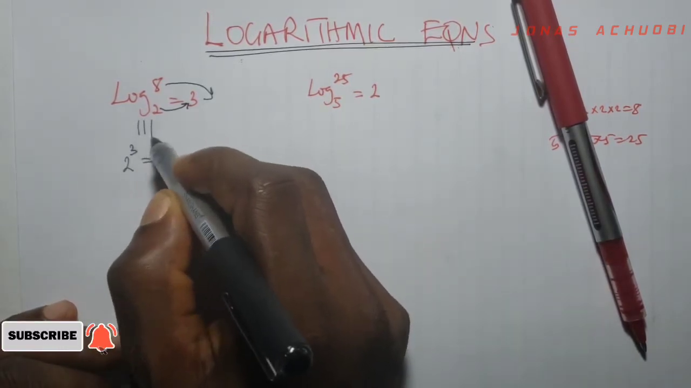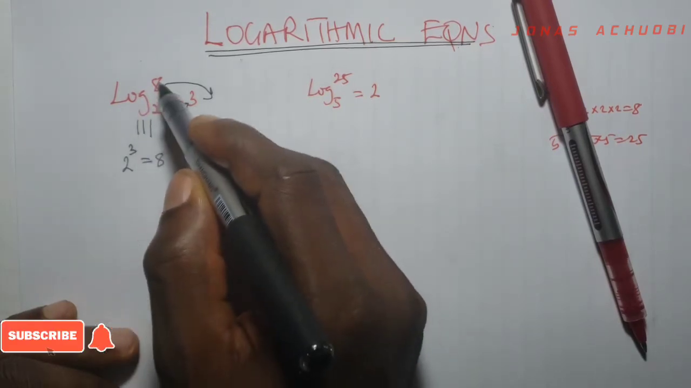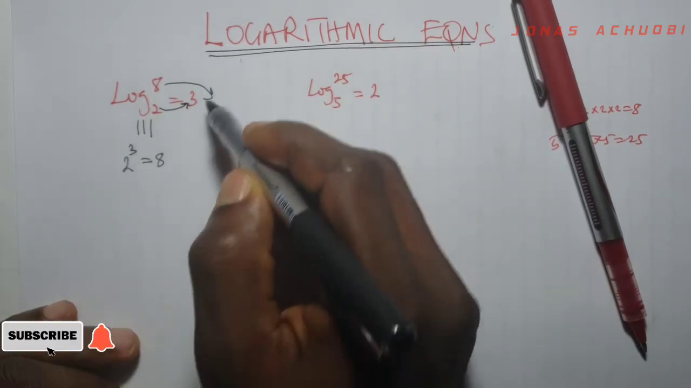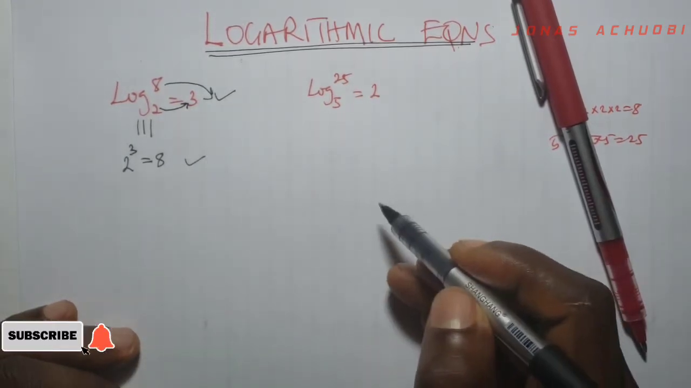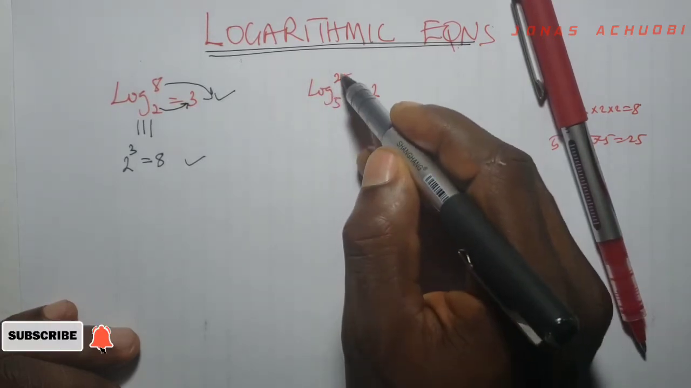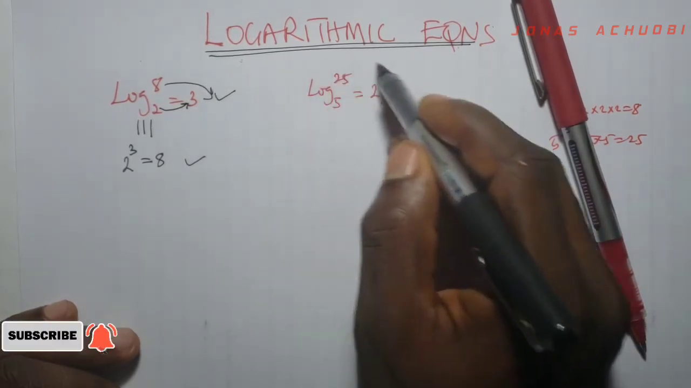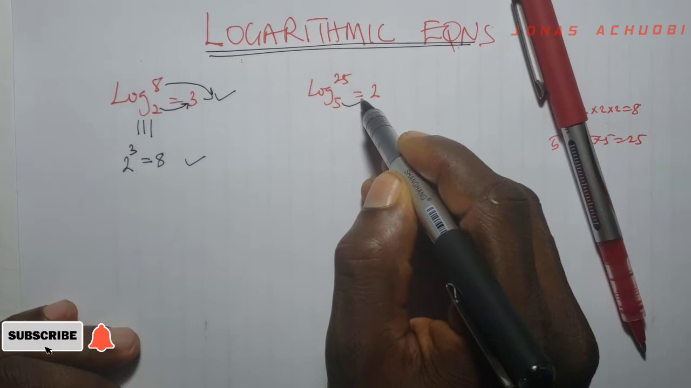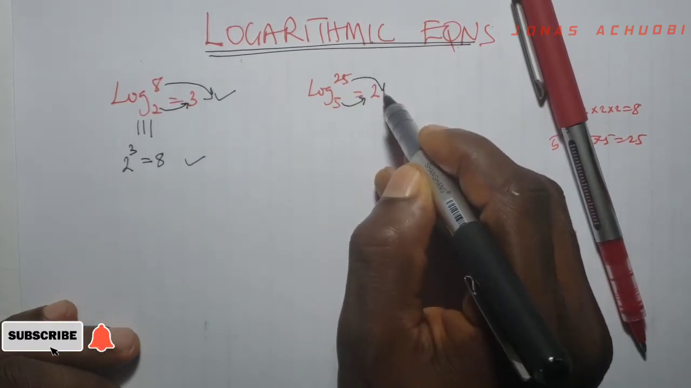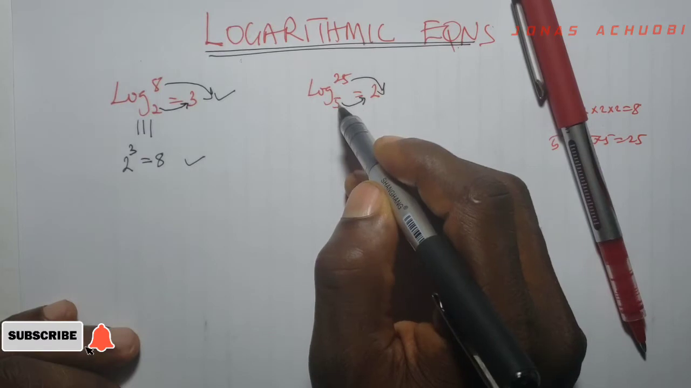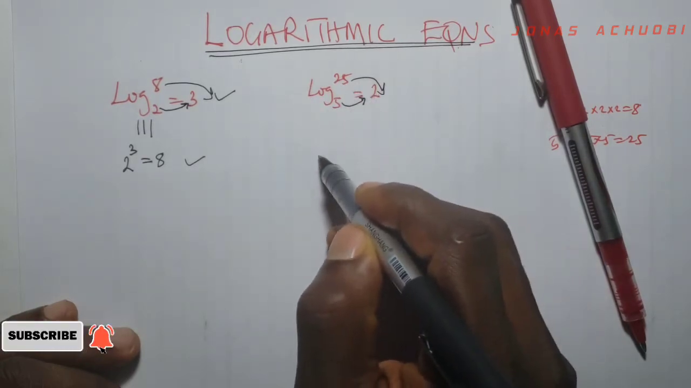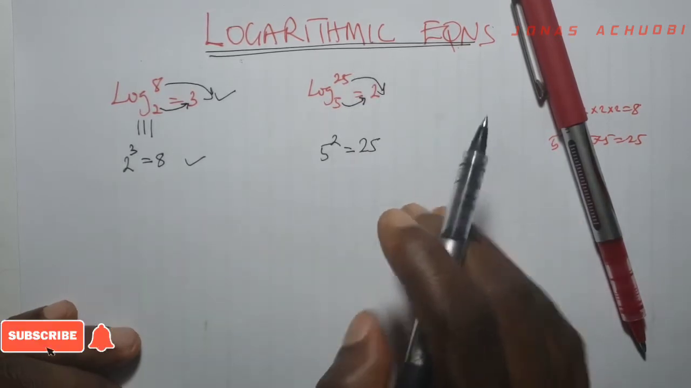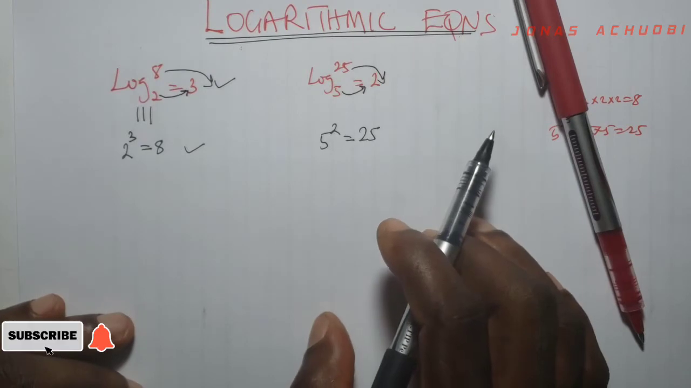So what you see here, these two forms are equivalent. Log 8 base 2 equal to 3 is equivalent to 2 to the power 3 equal to 8. This is called the log form, this is called the index form. Similarly here, log 25 base 5 equal to 2. Can we change it to index form? The answer again is yes. This base here will carry 2 as its power, and 25 will drop to the right hand side. So log 25 base 5 equal to 2 in index form is 5 raised to the power 2 equal to 25. And with this, you can change any log form to index form.